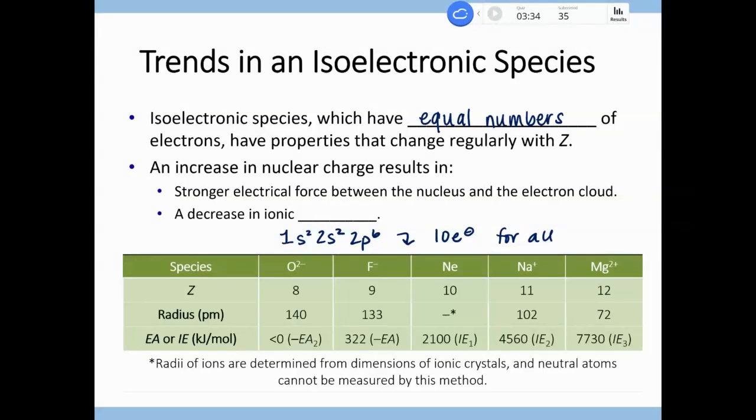These radii were determined by ionic crystals, and we can't measure neutral atoms with ionic crystals. So we don't have an ionic radius here, but we can imagine it somewhere between 133 and 102. We're decreasing in radius size as we increase in number of protons. So stronger electrical force between the nucleus and the electron cloud results in a decreased ionic radius.